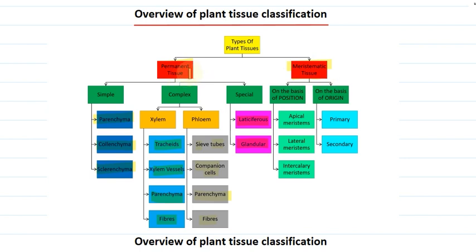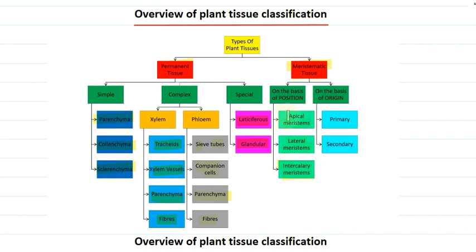We already know that permanent tissues do not divide at all, whereas meristematic tissues keep dividing throughout life. Based on position and origin, meristematic tissues are further divided. On the basis of position, they are divided into three types: the apical meristems, the lateral meristems, and the intercalary meristems.